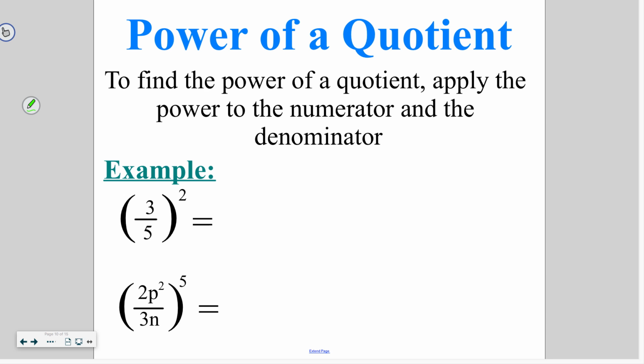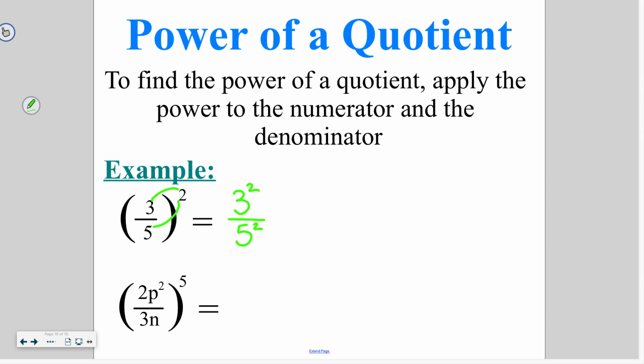Next, we have the power of quotients. What this is saying is to find the power of a quotient, apply the power to both the numerator and to the denominator. This goes back similar to what we had with multiplication. When there are multiple pieces inside the parentheses, we need to distribute that exponent to both pieces. So in this case, the 2 is going to both the 3, so 3 squared over 5 squared.